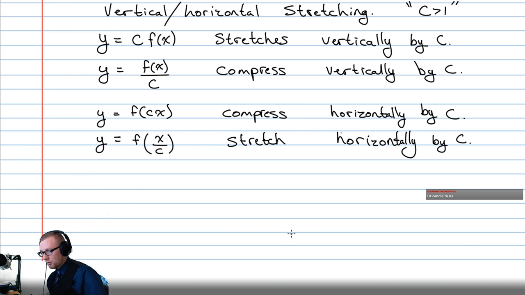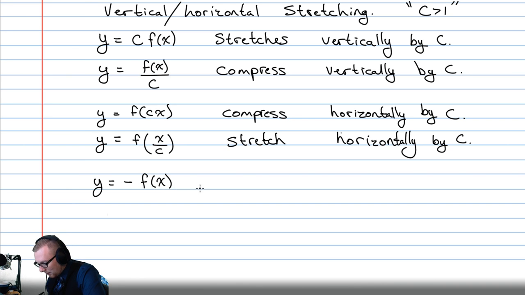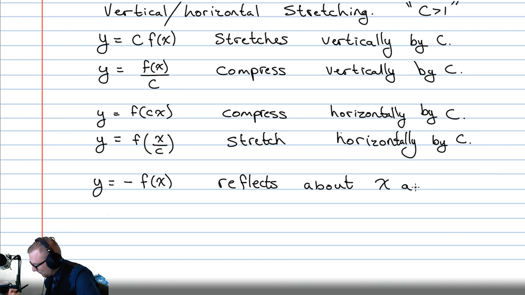Right? In your problems, it was like... Oh, so it will be like upside down. Yeah. So the negative f of x reflects about the x-axis. Okay. And then y equals f of negative x reflects about the y-axis.